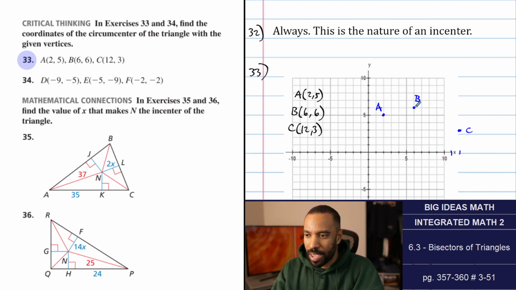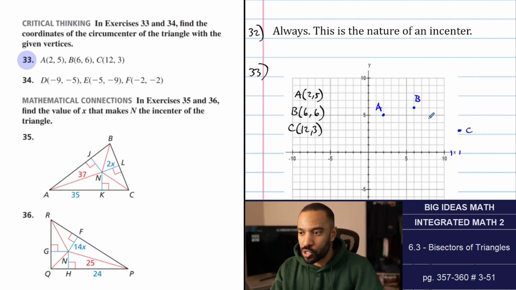I can do the midpoint from A to B, but it wouldn't be pretty. In fact, the best midpoint I'd want to do is from A to C, because that will be an integer. The midpoint from A to C is between 2 and 12. That midpoint is 7. That's 5 away from 2 and 5 away from 12. And between 5 and 3 is 4. So let me connect these. I'm sorry.